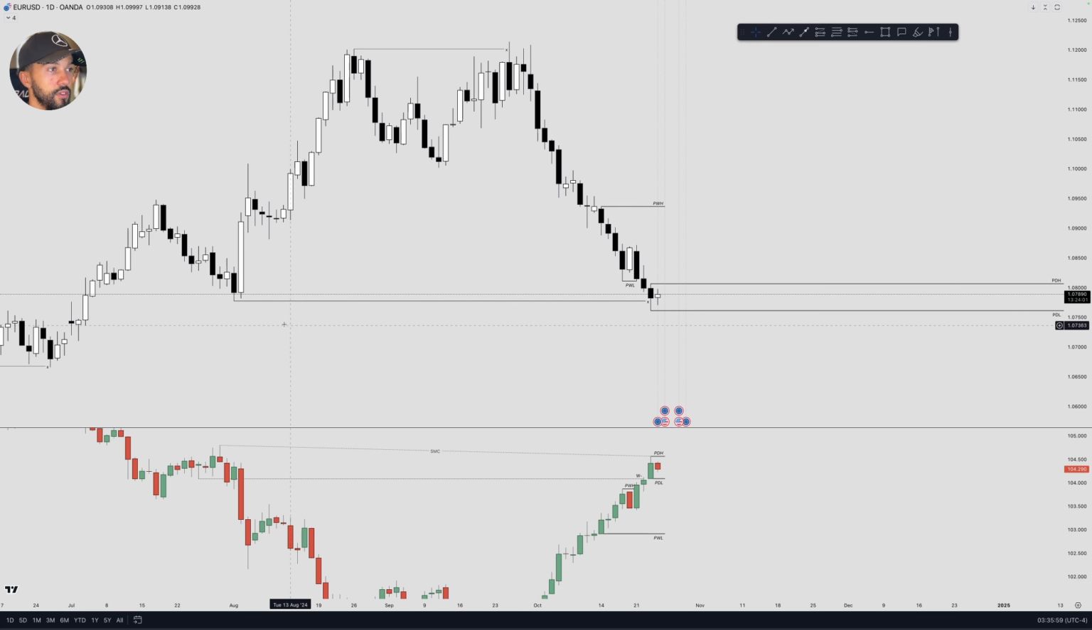However, after yesterday's sweep of sell side liquidity, we may see a bullish reaction today. Yesterday's candle closed out above this low as well from that sell side liquidity. So we'll see if we get any further pullbacks from there.